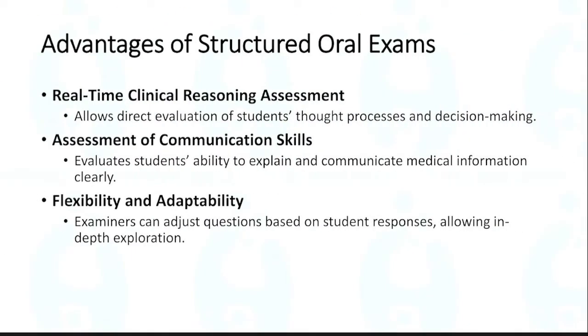Next, moving on to the advantages of these structured oral examinations. The major advantage is real-time clinical reasoning. It allows direct evaluation of the student's thought process and decision-making skills, how the students think and how they make decisions. All these are directly evaluated in a real-time setting. It is not that the student gets feedback 1 or 2 months afterwards. It is available then and there only.